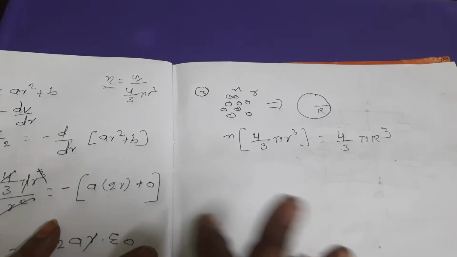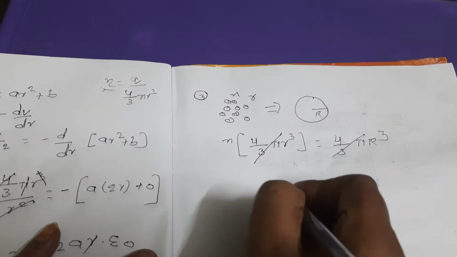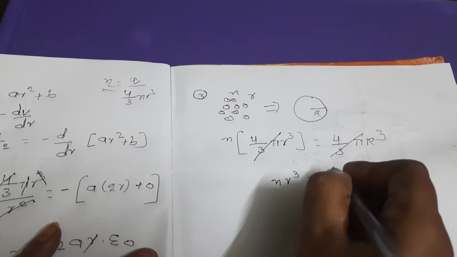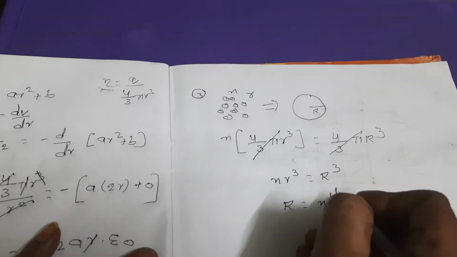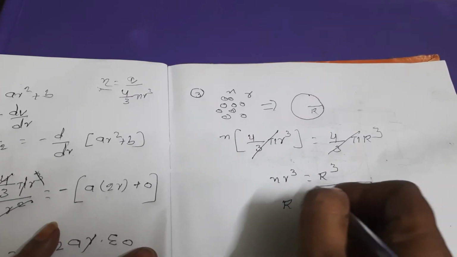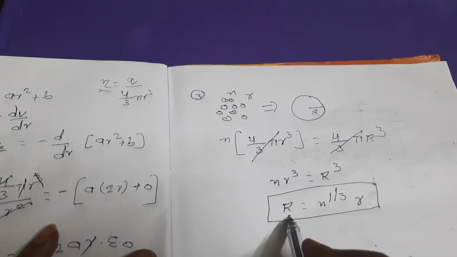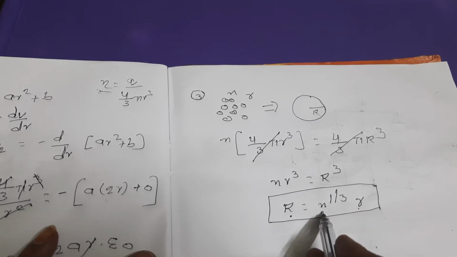So when you are using this formula, 4/3 pi cancel. So n into r cube is equal to how much? R cube. From this, capital R is how much? On both sides we are taking the cube root, n to the power 1 by 3 into r. So this is the relation between big drop radius and small drop radius. N is the number of identical drops.